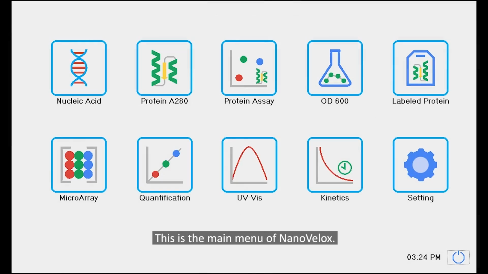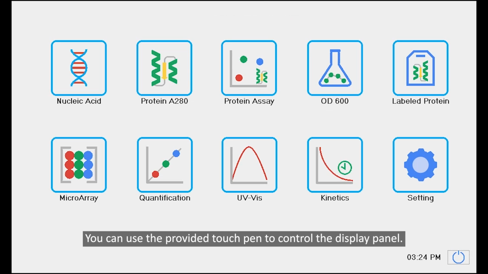This is the main menu of NanoVelox. You can use the provided touch pen to control the display panel. You can also connect a mouse and keyboard to control the NanoVelox.